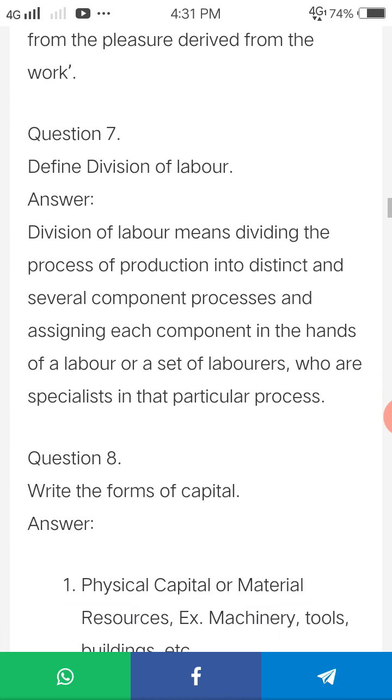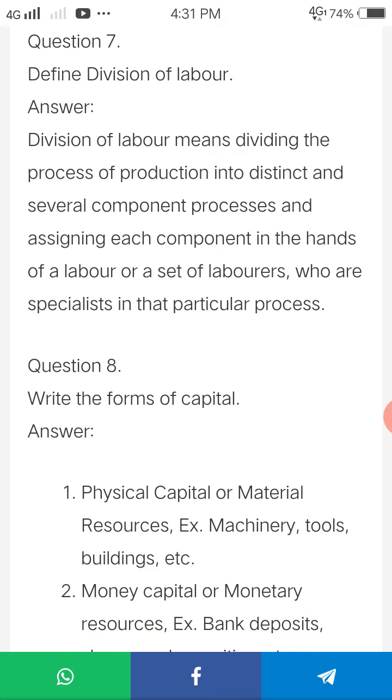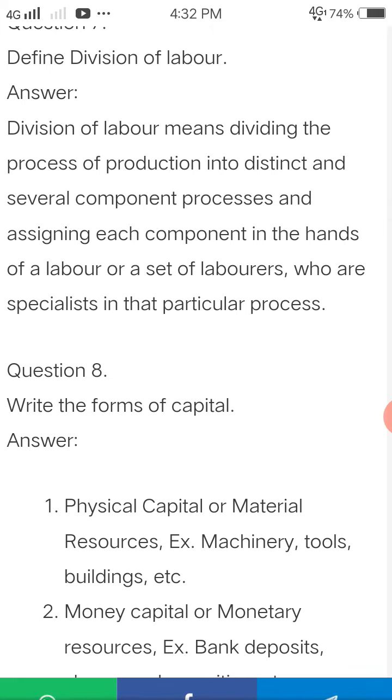Question number 7. Define division of labor. Division of labor means dividing the process of production into distinct and several component processes and assigning each component in the hands of a labor or a set of laborers who are specialists in that particular process.